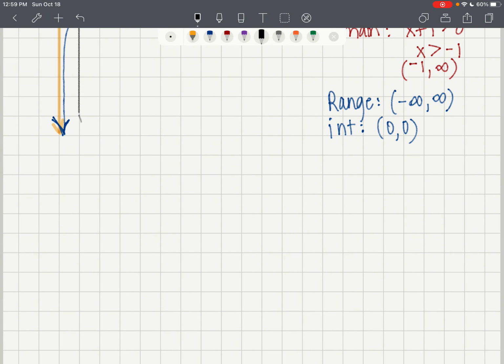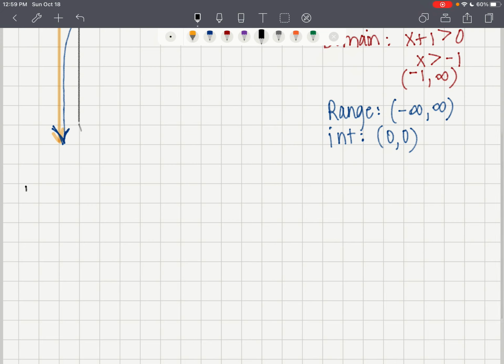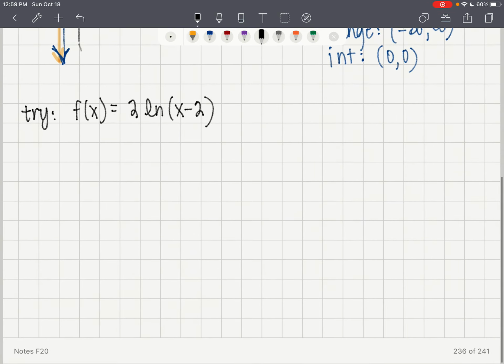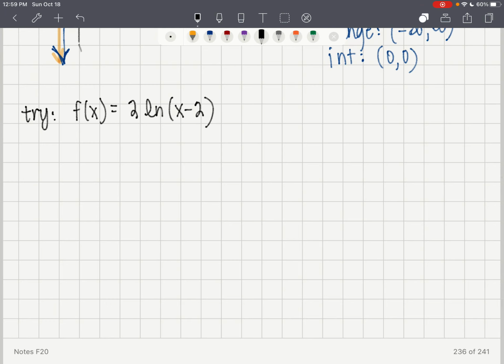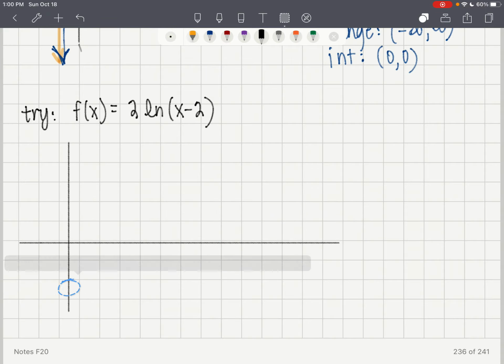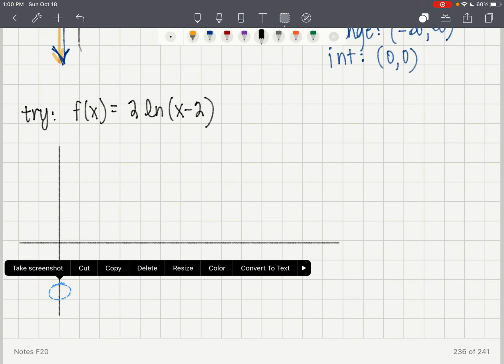So let's try another one. You can try this one. Try graphing f of x equals 2 times the natural log of x minus 2. Hopefully you've pressed pause in there.